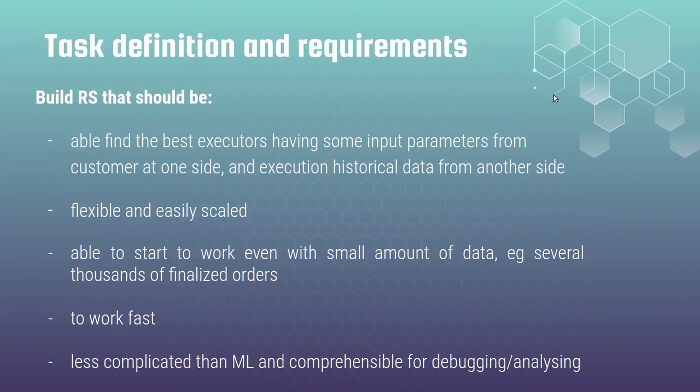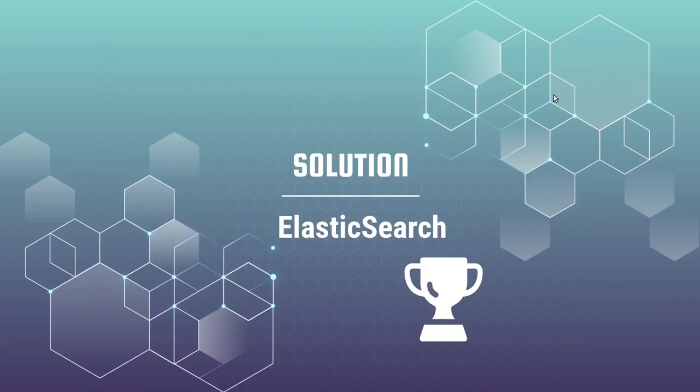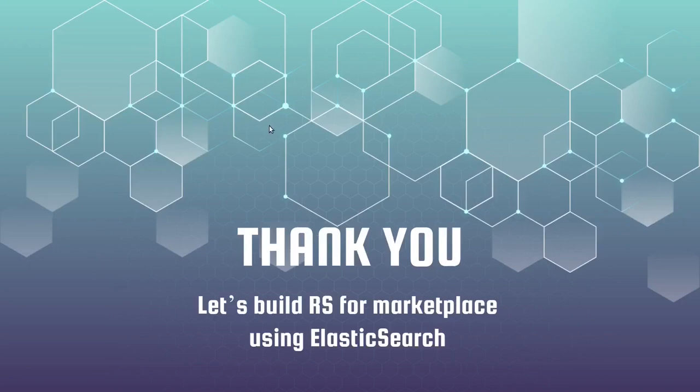So how can we resolve all these problems? As you can guess, our solution would be based on Elasticsearch, as this is a course about the Elasticsearch engine. I'm going to prove to you that we are able to build a recommendation system for our marketplace in a rather fast way, and that the solution would be rather clear for understanding and debugging. So let's build a recommendation system for our house cleaning marketplace using Elasticsearch.